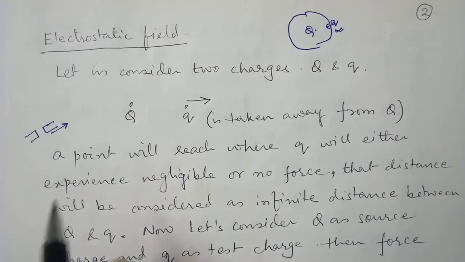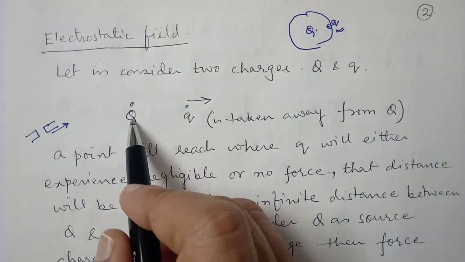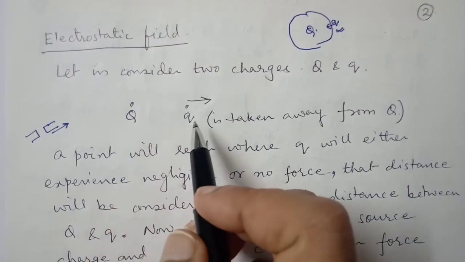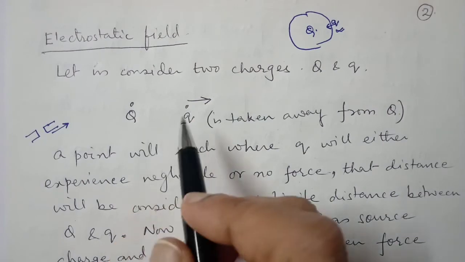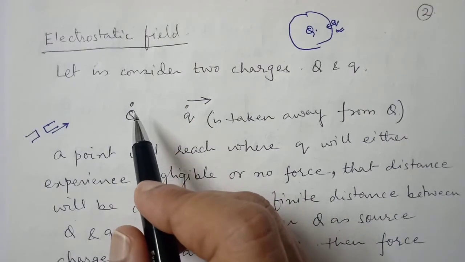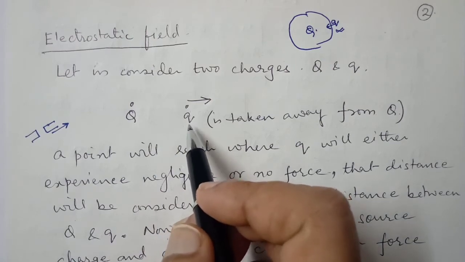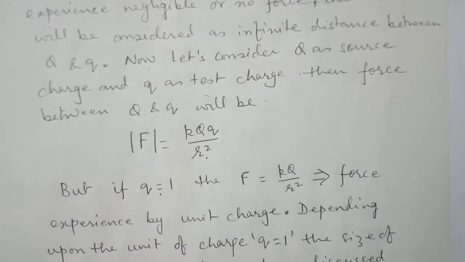Now, when I say field is of this charge, let me call this charge the source charge and this charge the test charge. How are we finding out whether there is a field or not? By observing the force experienced by this charge. So, I will relate it with force now.